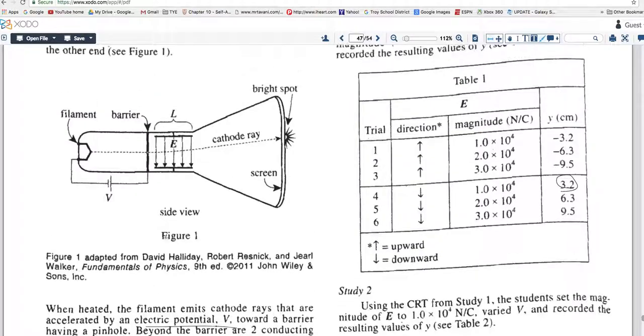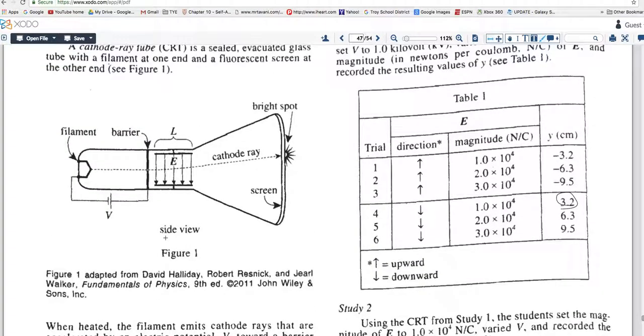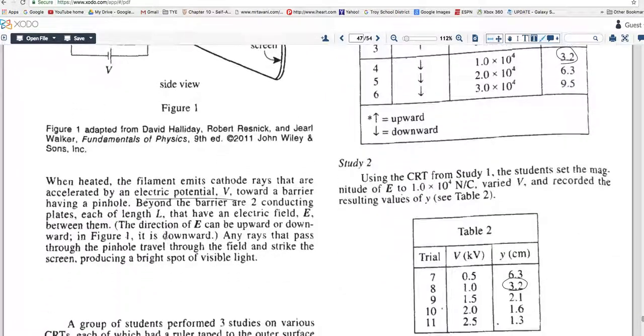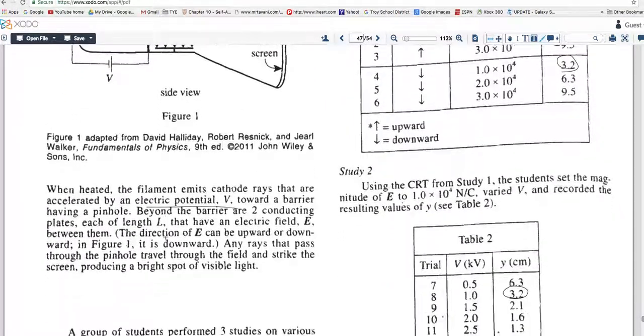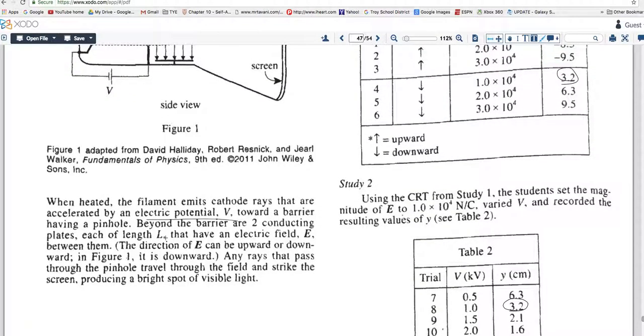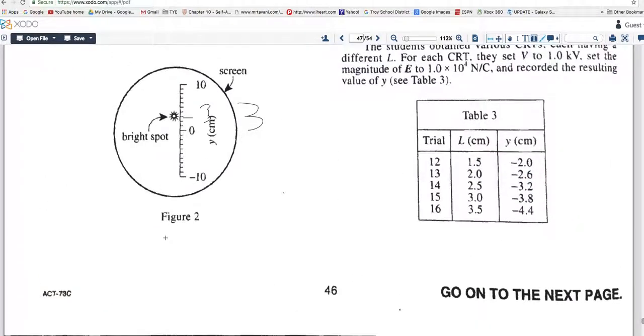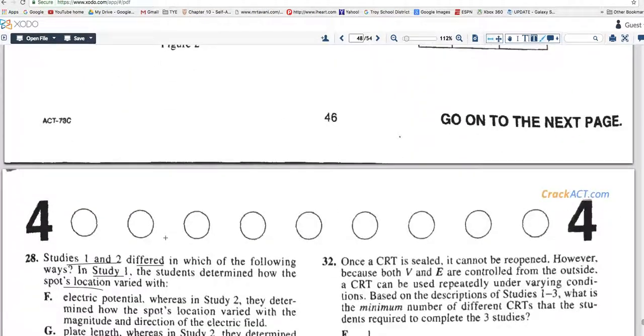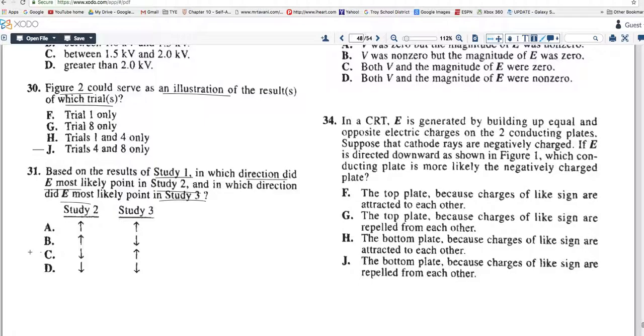All right, so my answer was C, because in study 1, I looked at the direction, and whenever it was up, the Y was always negative, and whenever the direction was down, the Y would always be positive. So looking at study 2, all the results were always positive, which means that the direction was down, and in study 3, the results were always negative, which means that the direction was always up. Perfect. All right, the answer is C. Does anyone have any questions on that?